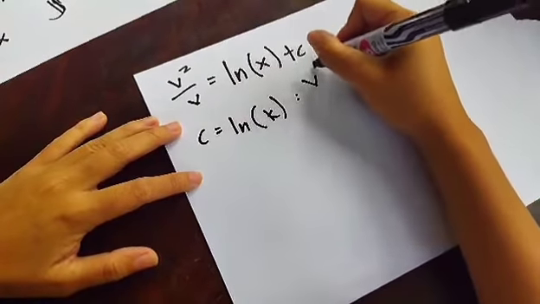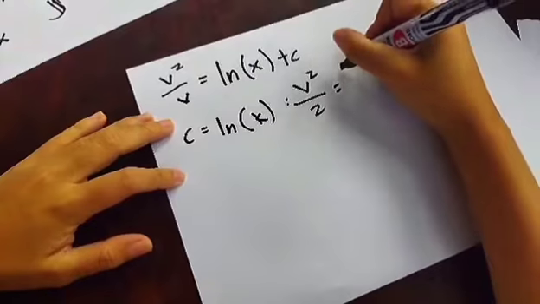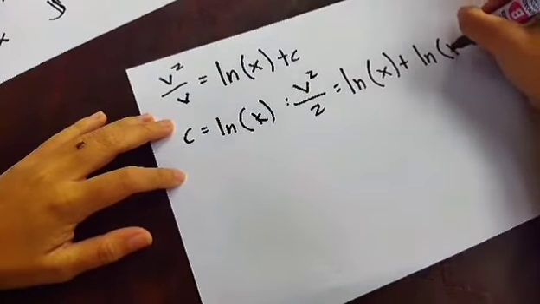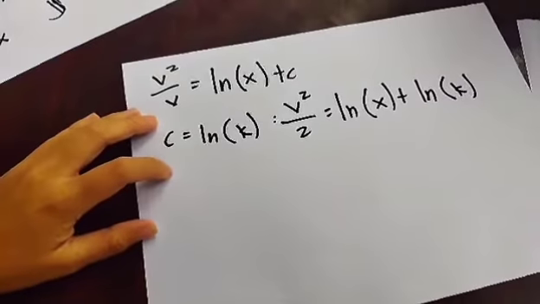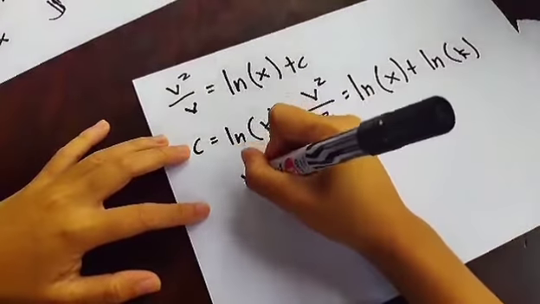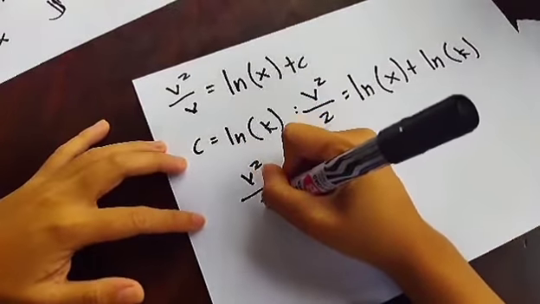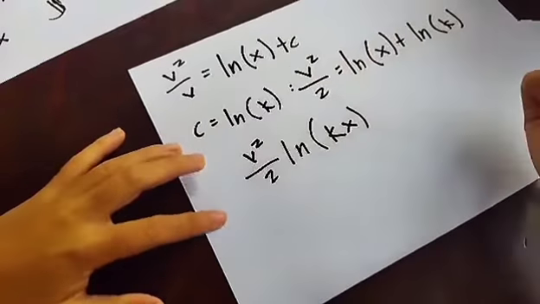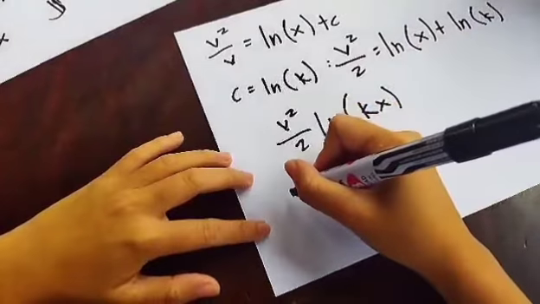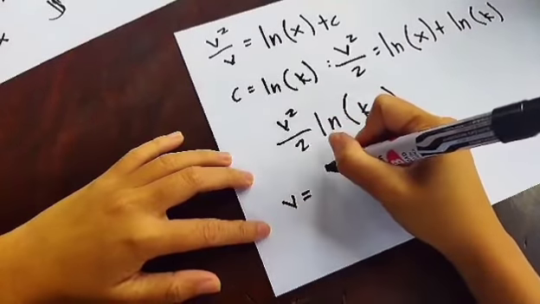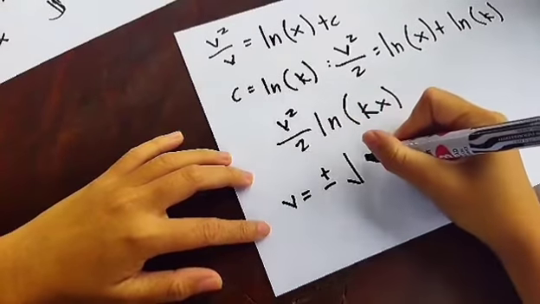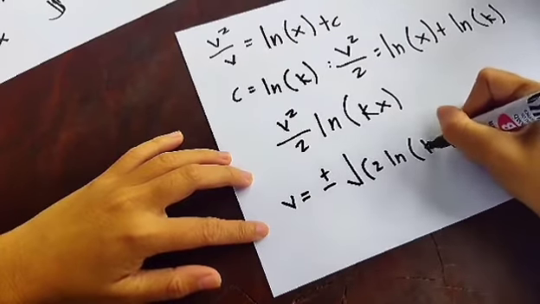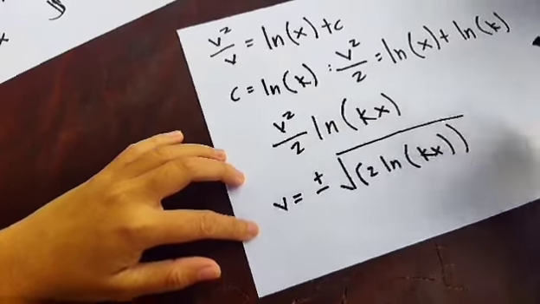So v squared over 2 is equal to ln x plus ln k. Then we combine that into v squared over 2 equals ln of k times x. And we simplify this equation. So v is equal to positive or negative the square root of 2 ln of kx.